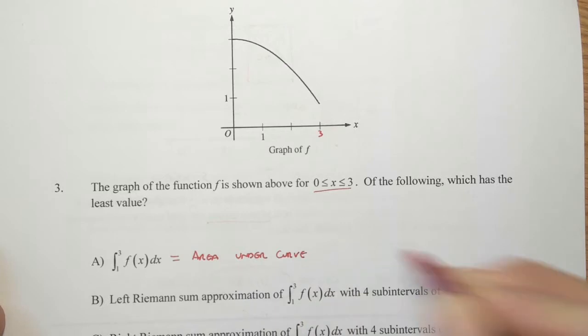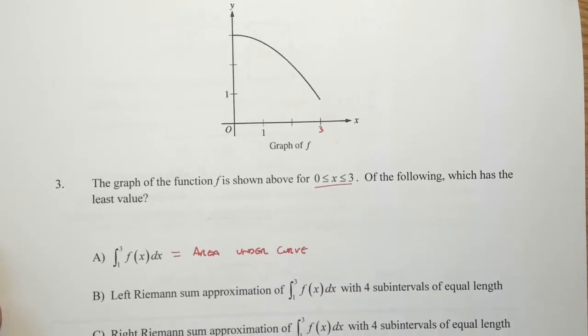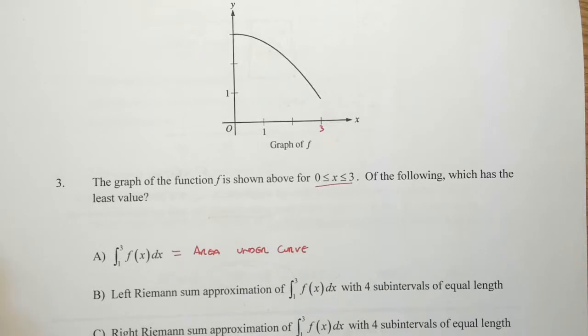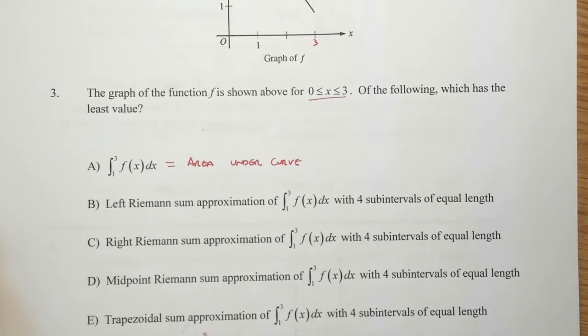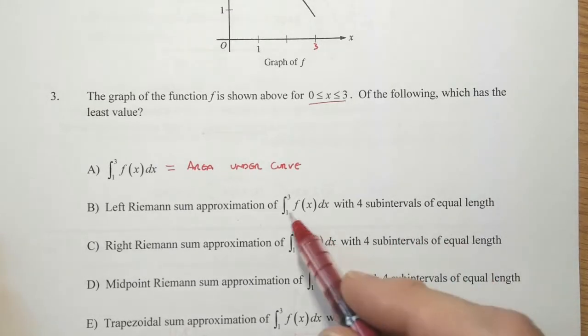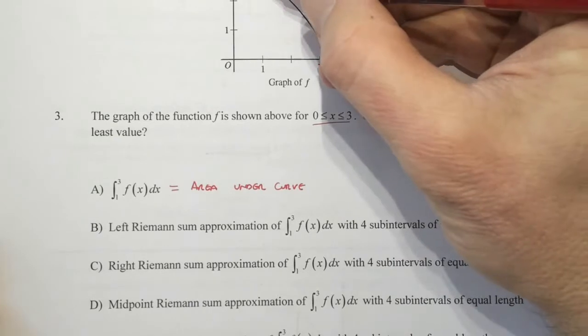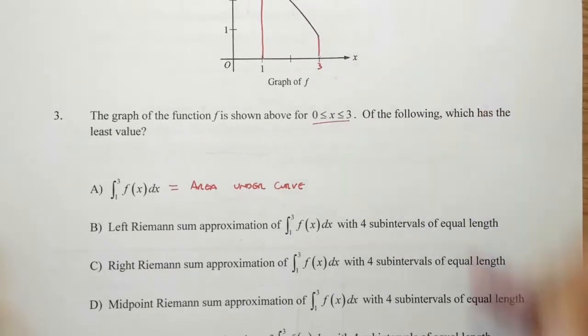So that is probably going to be right smack dab in the middle, because I'm guessing we're going to have some lower estimates and some upper estimates. Let's verify that. Part B is a left Riemann sum with 4 subintervals of equal length, from 1 to 3. So we're interested only in this zone right there.